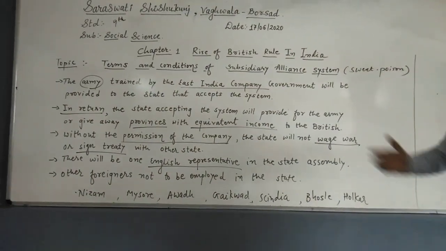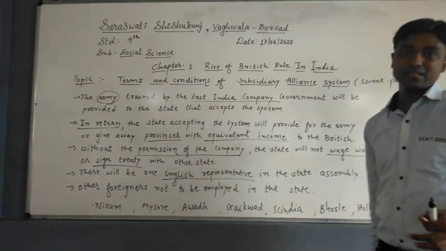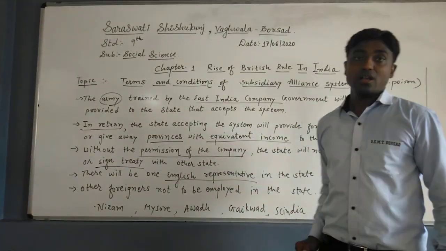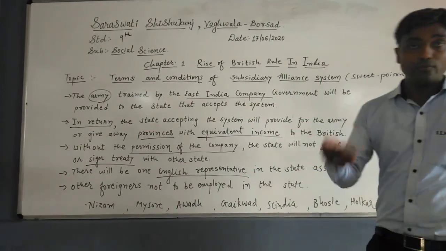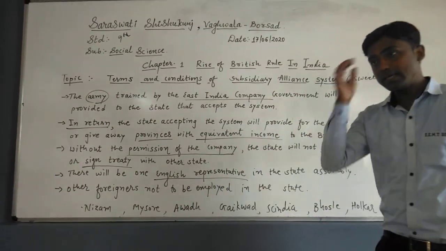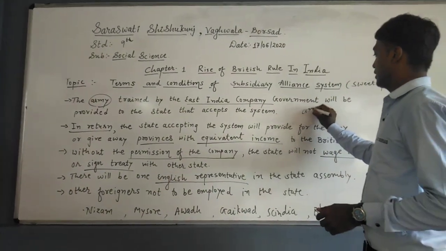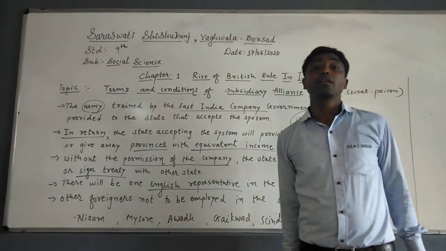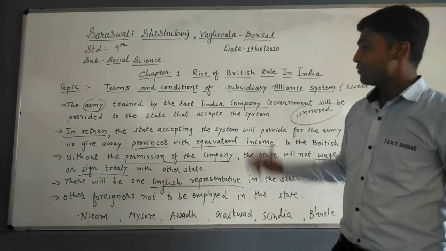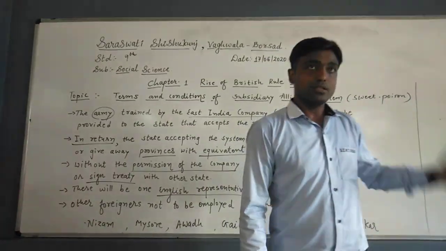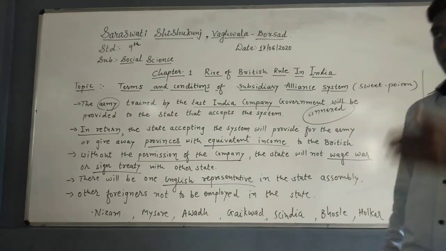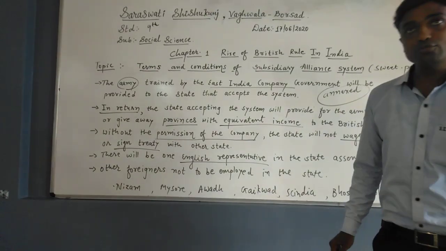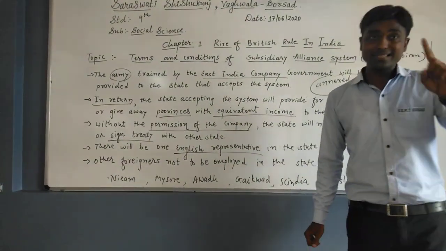You see, the terms and conditions were too harsh, but many rulers as well as states still accepted them. Not only that, Wellesley introduced this policy and annexed areas, expanding his rule more and more. Finally, Wellesley offered this subsidiary system to Tipu Sultan also, but Tipu Sultan refused it.